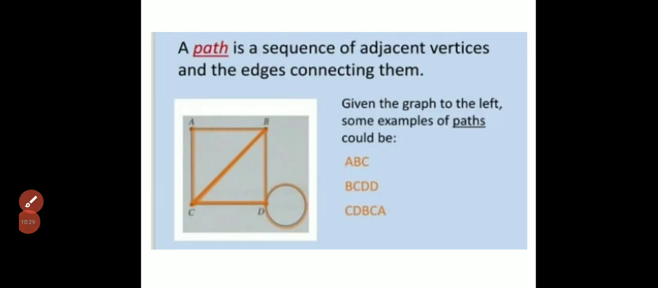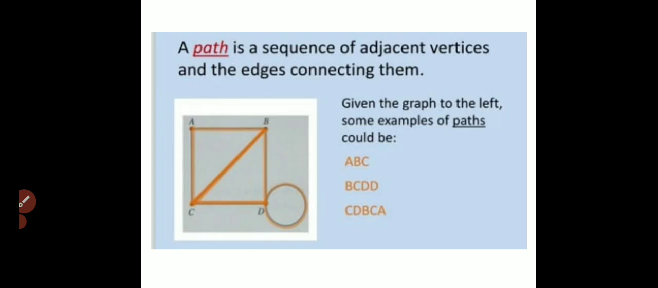Now see the definition of path. Before studying the path, we have to study a walk. A walk is a sequence of adjacent vertices and the edges connecting them. That means in a walk, the vertices may repeat, but in a path, the vertices are distinct. That means the points are distinct in a path.